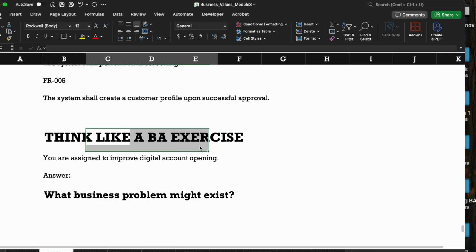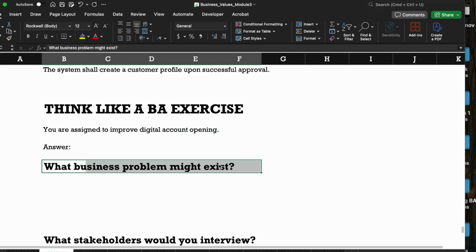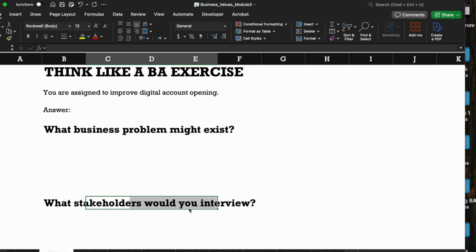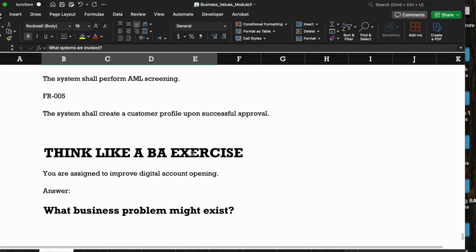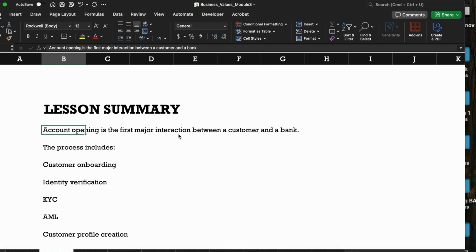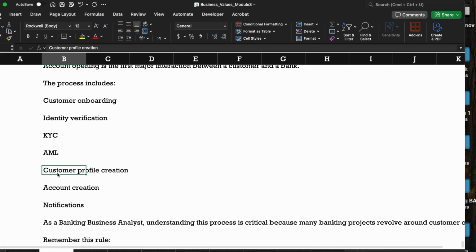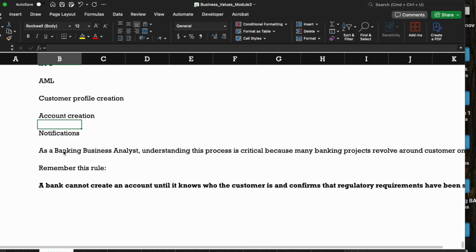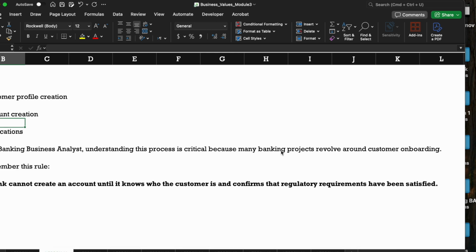Okay, so a think-like-a-BA exercise. You are assigned to improve digital account opening. Answer: what business problem might exist? What stakeholders would you interview? What systems are involved? Okay, so you can answer these 3 questions. So, lesson summary: account opening is the first major interaction between a customer and a bank. The process includes customer onboarding, identity verification, KYC, AML, customer profile creation, account creation, and notification. Okay, as a banking business analyst, understanding this process is critical because many banking projects revolve around customer onboarding.